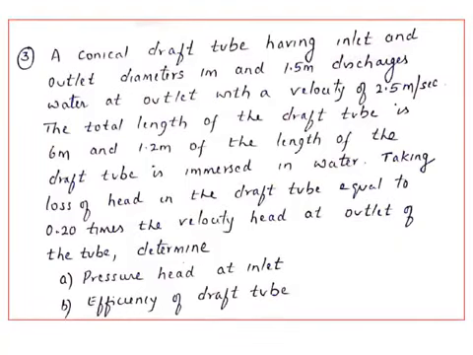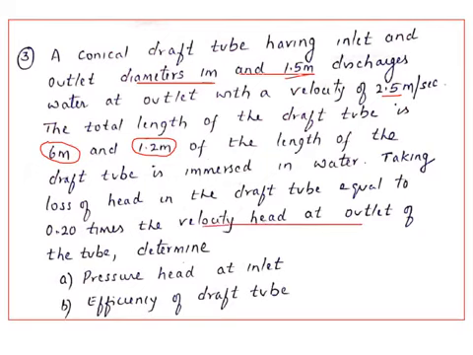A conical draft tube having inlet diameter D1 as 1 meter, whereas D2 is 1.5 meters, and discharges at the outlet. So V2 is given, which is 2.5 meter per second. Total length of the draft tube, which is Hs plus y, is 6 meters, whereas y is 1.2 meters. Loss of head is given in terms of the outlet velocity V2, so HL is 0.2 times V2 square by 2g. We have to find pressure at the inlet, which is P1 by rho g, and also we should find the efficiency of the draft tube.